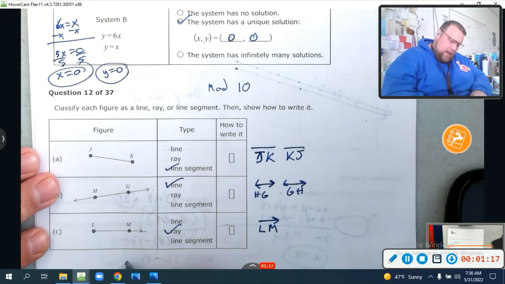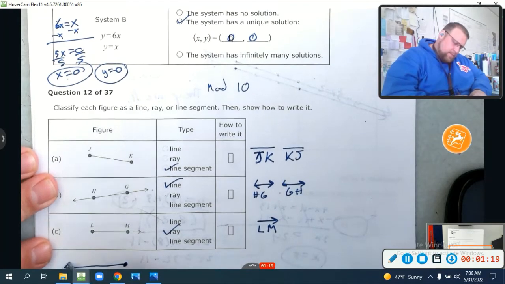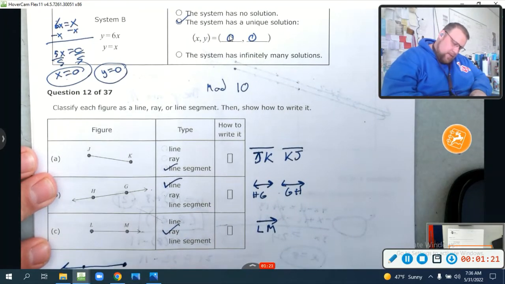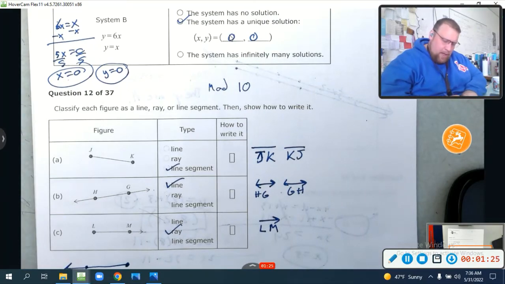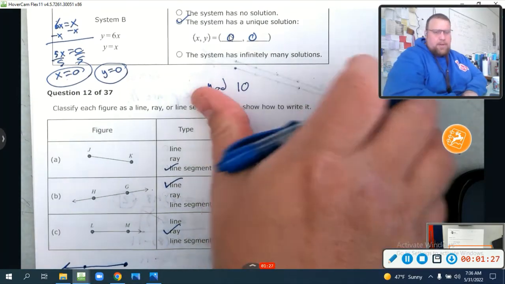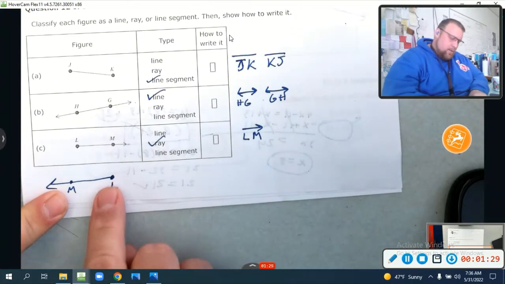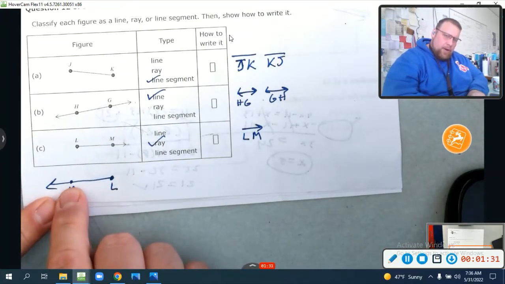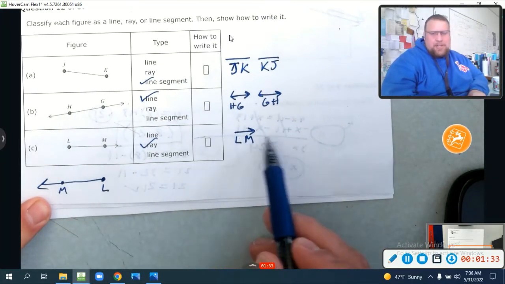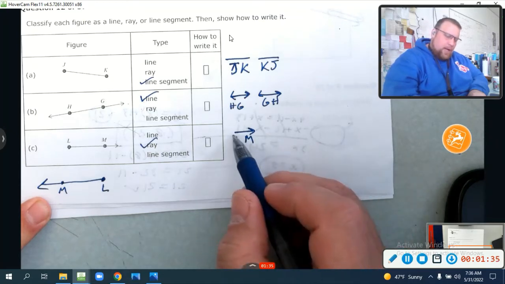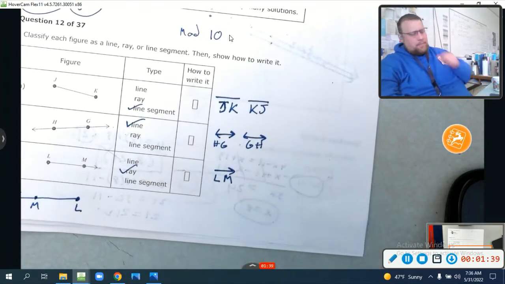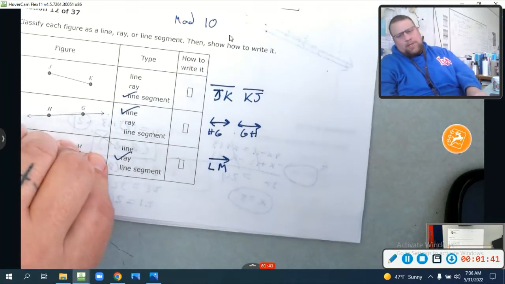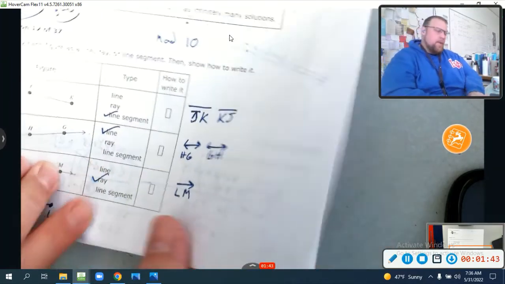Even if, by the way, I had drawn it like this, if this was instead LM, like that, this would still be the ray LM because you always start with the endpoint. But I would still write my notation to the right. When you're writing a ray notation above it, it always is just an arrow to the right. That way we don't worry about direction on it, we just know it's a ray.